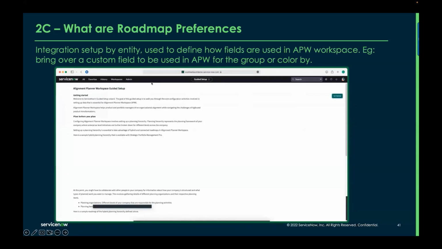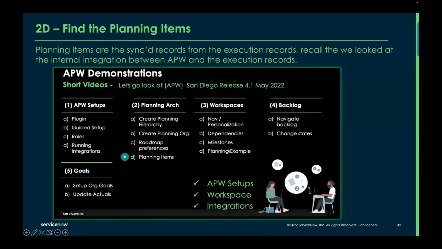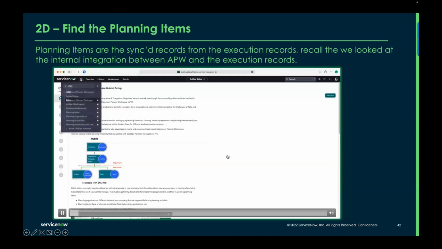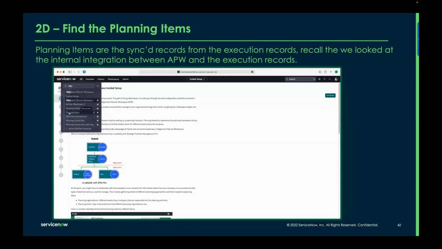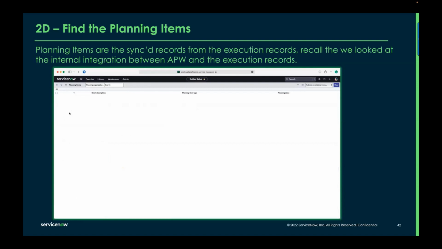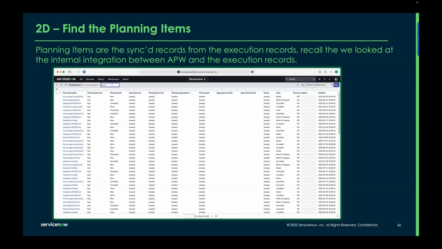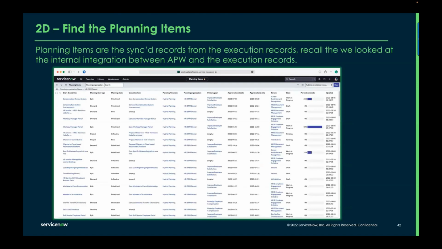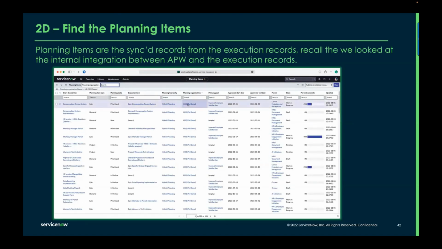All right, so let's go to the next one, and we'll look at planning items. And remember, planning items are the items that we brought in from the execution, right? The execution records. Effectively, the execution records become the planning items, and they have all the APW data around them, right? So APW has all sorts of relationships to this information, including the planning organizations, the dates, ownership, a whole bunch of information. This is how, when you get in APW and you look at full details, you've got all the information that comes right from the record.